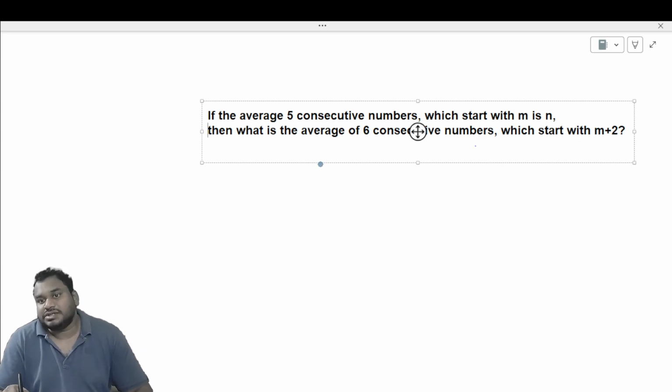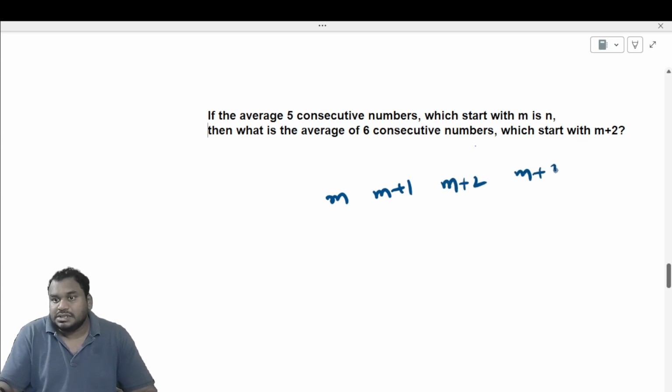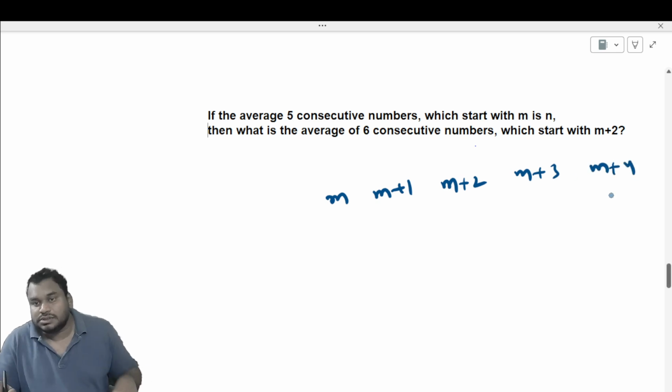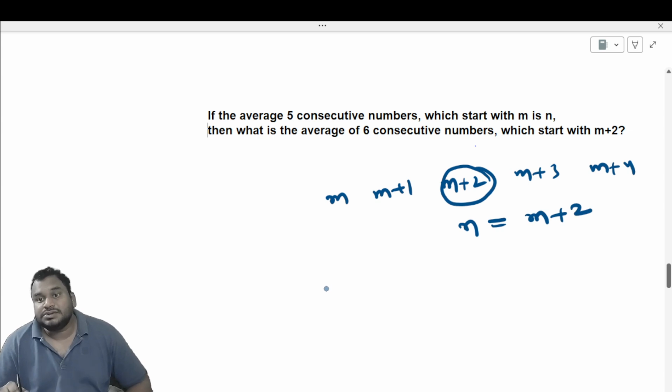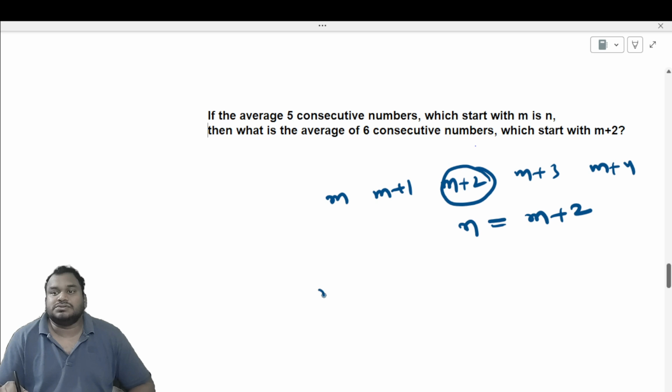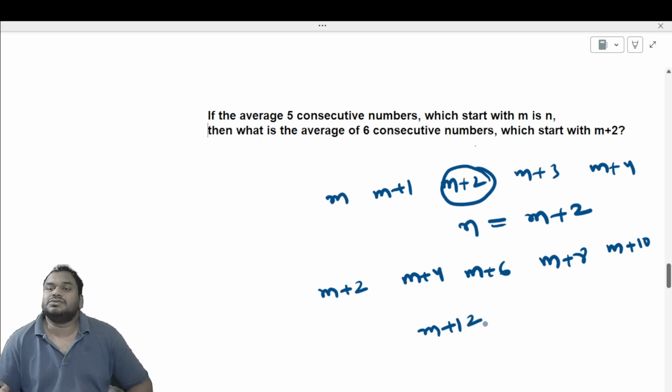The average of five consecutive numbers which start with m is given. So m, m plus 1, m plus 2, m plus 3 and m plus 4. Their average is given as n. Average is nothing but the middle term. So n is equal to m plus 2, it is given. Now he is asking what is the average of six consecutive numbers which starts with m plus 2. Starts with m plus 2 means m plus 2, m plus 3, m plus 4, m plus 5, m plus 6, m plus 7.